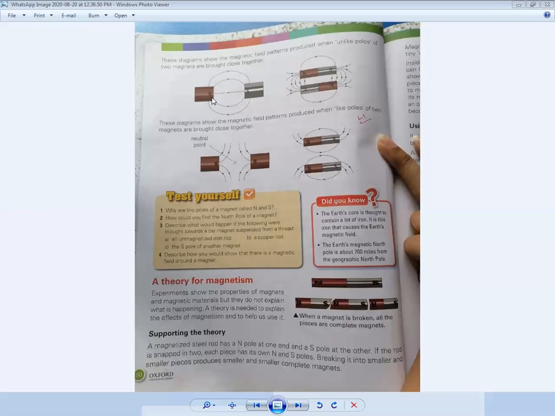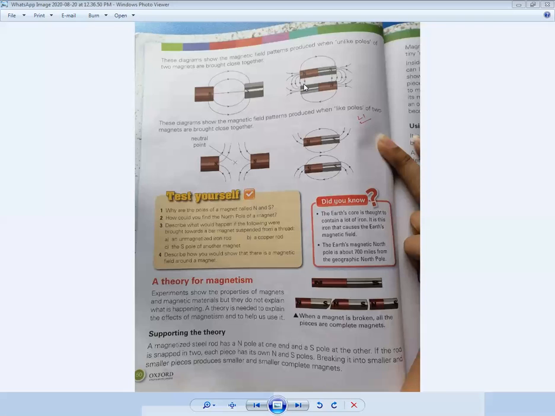So in this figure, you can say this is a north pole, this is a south pole. So they are attracting each other. A force of attraction is being produced between these two magnets. Because of that, you can see a pattern of magnetic field is produced between the two magnets. Okay, so this is a diagram of the force of attraction between two magnets. So when unlike poles of two magnets are brought close together, these diagrams show the magnetic field patterns produced when like poles of two magnets are brought close together.